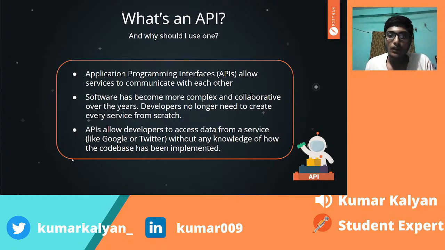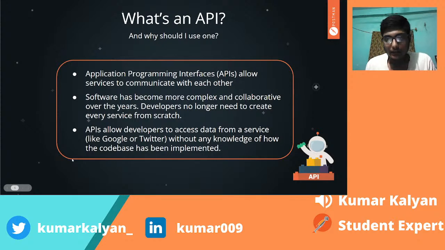You can use the Auth0 API for authorization and authentication for your application. You can use the Stripe or PayPal API to accept payments. You can use Amazon SQS for sending emails, and lot more. APIs allow developers to access data from a service like Google or Twitter without any knowledge of how the code base has been implemented.